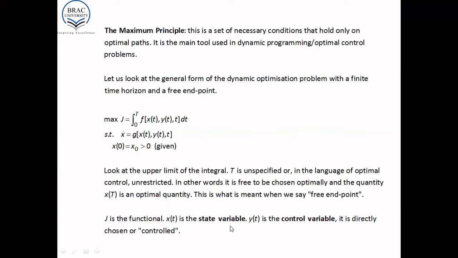This is very important. y of t is the control variable. It is directly chosen or controlled. You must be able to identify the state and the control variable in any dynamic optimization problem.